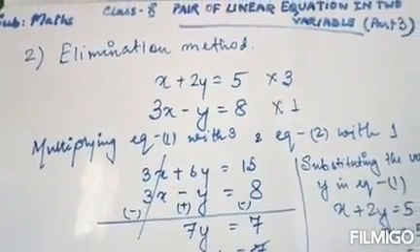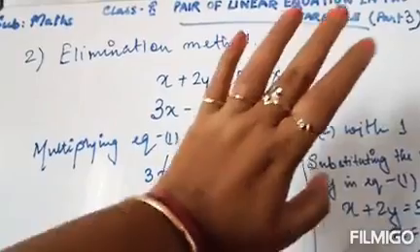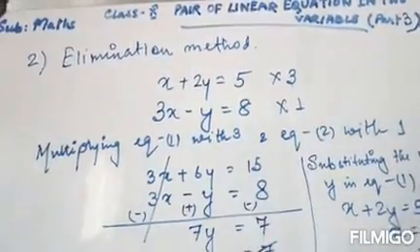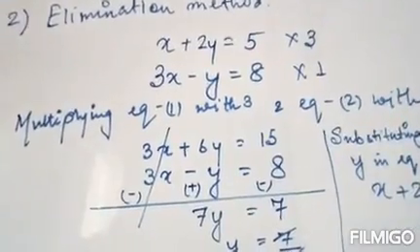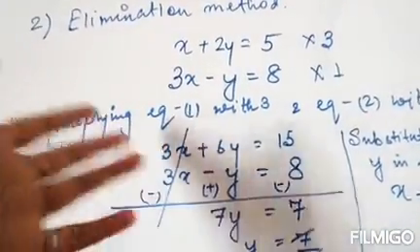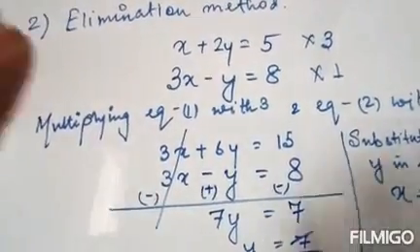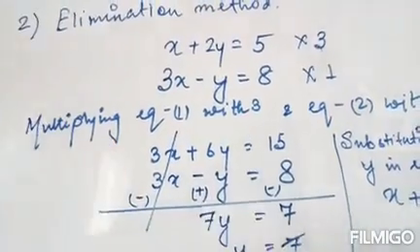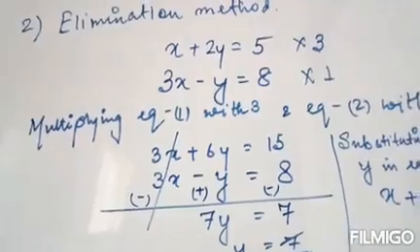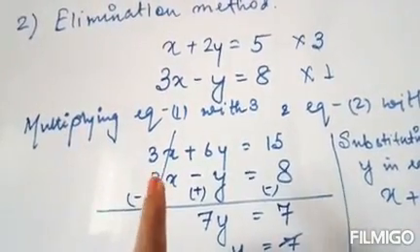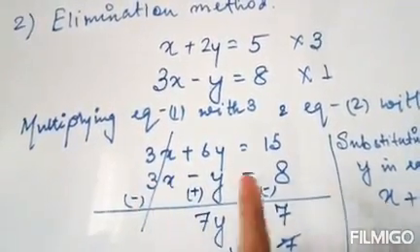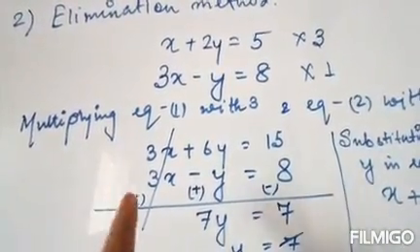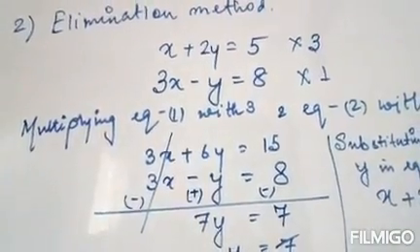Any number you will be multiplying, but you have to keep in mind that the coefficients will become equal, and once they become equal, if they are in opposite signs, it's well and good. If they are not in opposite signs, you have to change the sign. Correct? And you have to change the sign of all the variables of the second equation, and then we have to subtract.